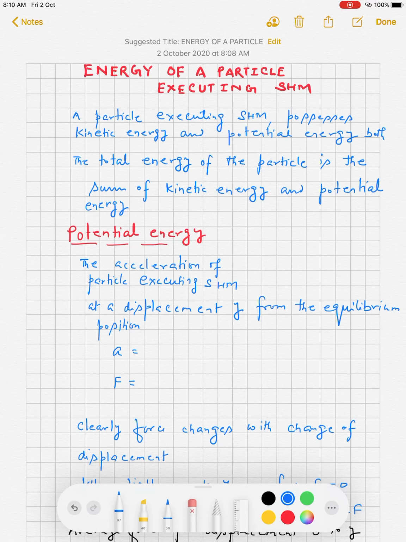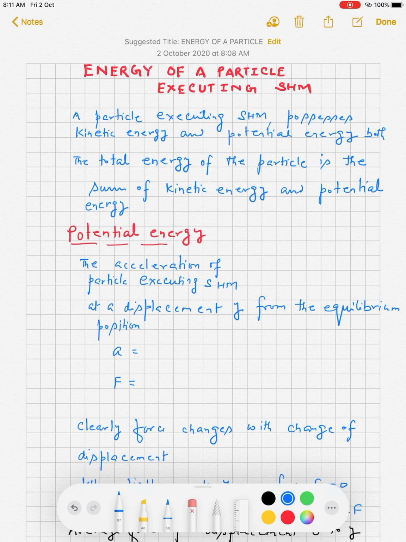The topic is energy of a particle executing SHM. A particle executing SHM possesses both kinetic energy and potential energy. The total energy of the particle is the sum of kinetic energy and potential energy. Now we first discuss potential energy.